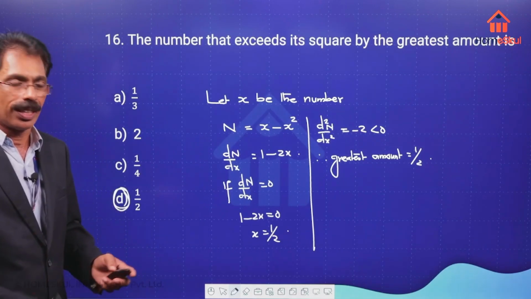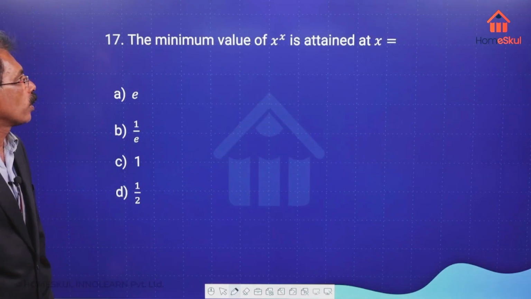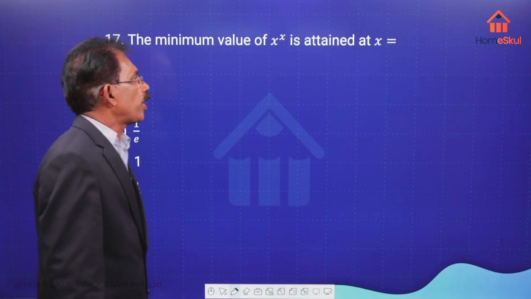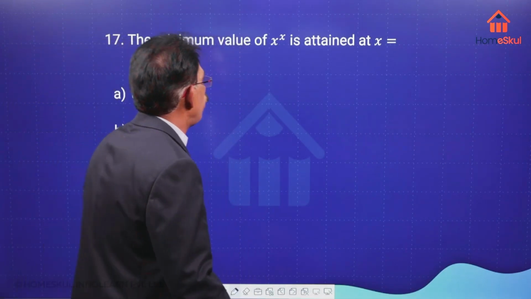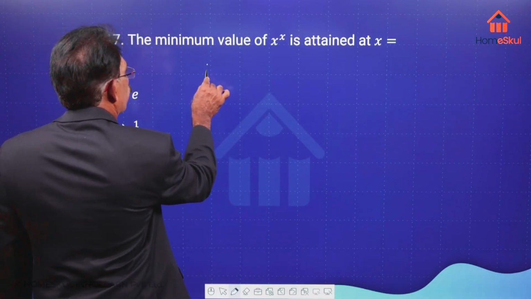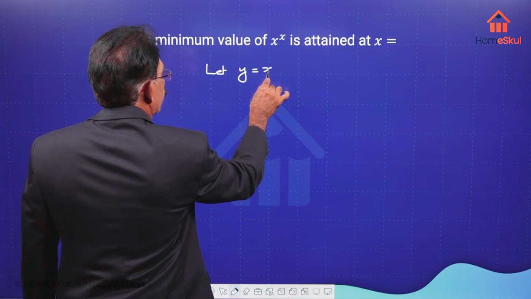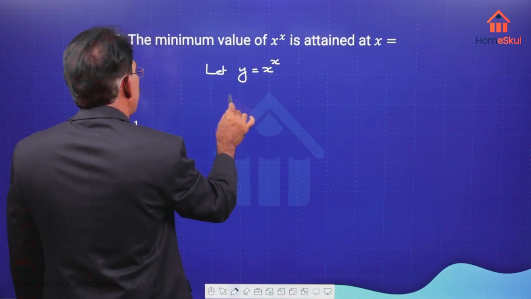Okay. What next questions? The minimum value of x raised to x is attained at x is equal to what? Minimum value of x raised to x. Suppose y is equal to x raised to x. Then dy by dx.